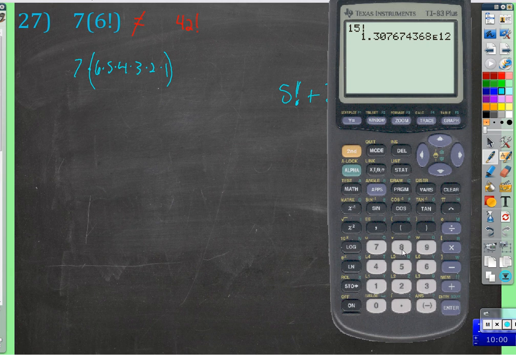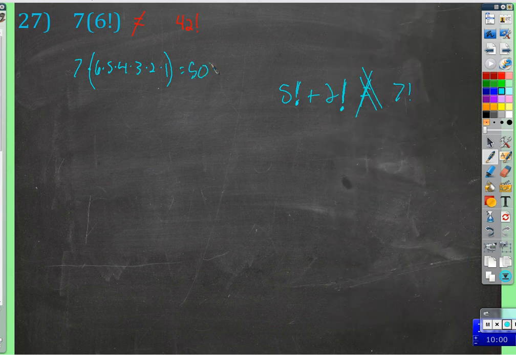Just go ahead and do it. So I'm going to bring this back up and just get rid of the 15, replace it with a 6. Okay, that's 720. Big number, sure, but not in the trillions. And then multiply that by 7, 5040. Nowhere even remotely near. By many orders of magnitude, this number is smaller than 42 factorial.